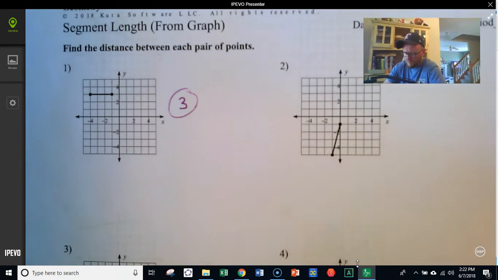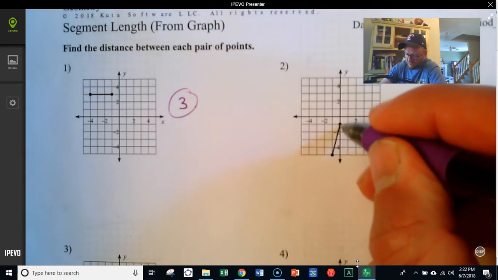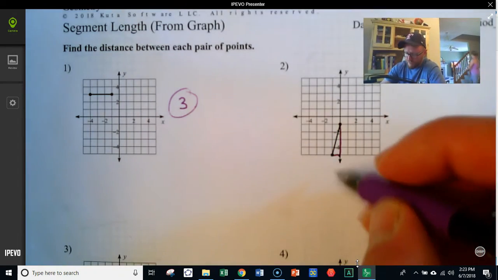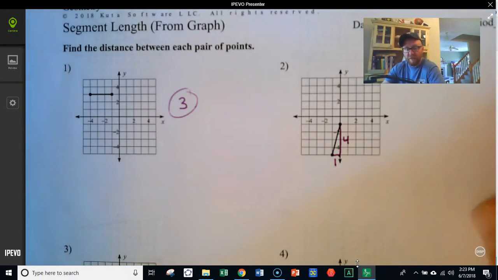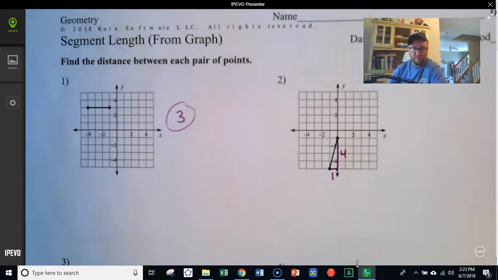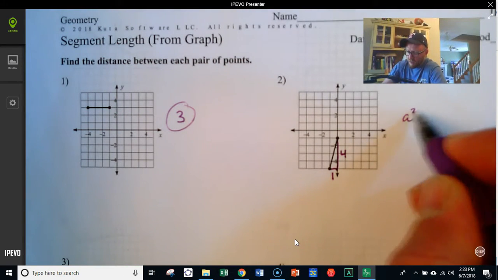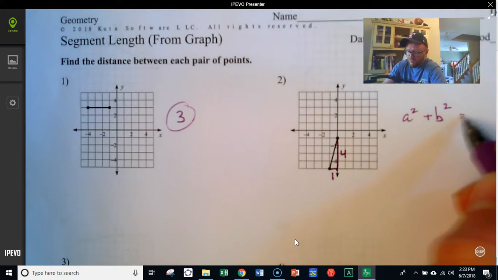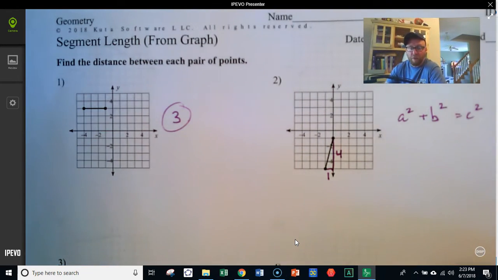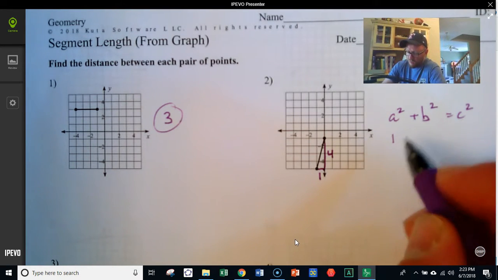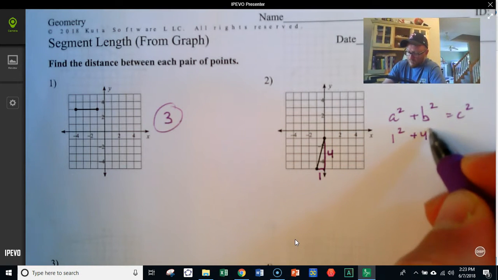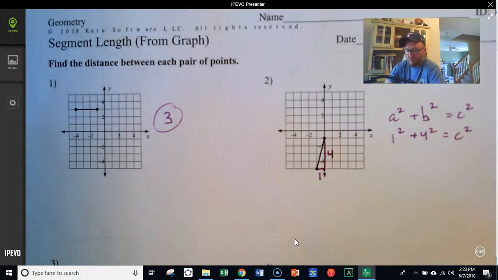That doesn't work. What we have to do is we have to sort of imagine that there's a little right triangle here, and we've got 1 and 4 for legs, and then we're going to use Pythagorean theorem to find the length of the other segment here. Pythagorean theorem tells us that a squared plus b squared equals c squared for a right triangle. And a and b are the two legs, so 1 and 4. 1 squared plus 4 squared equals c squared.